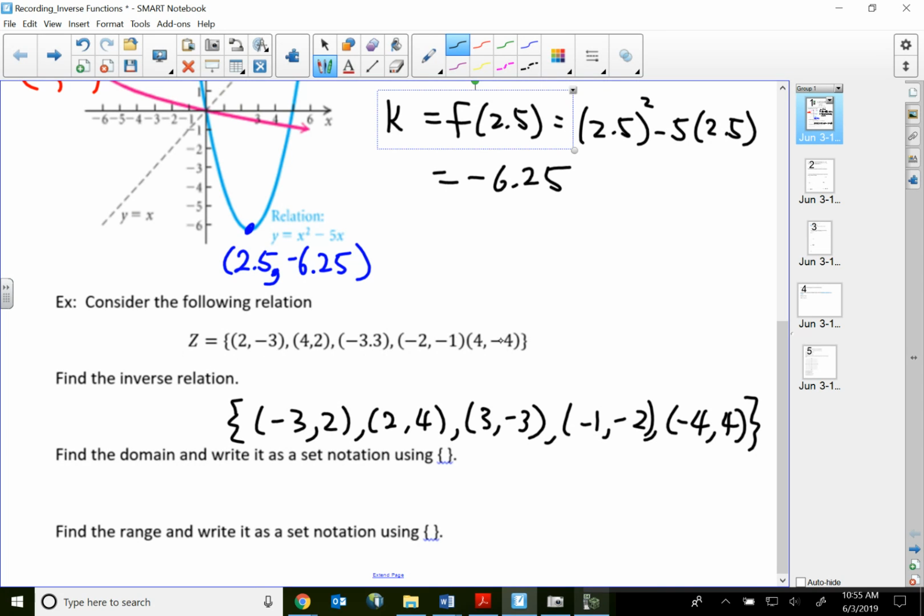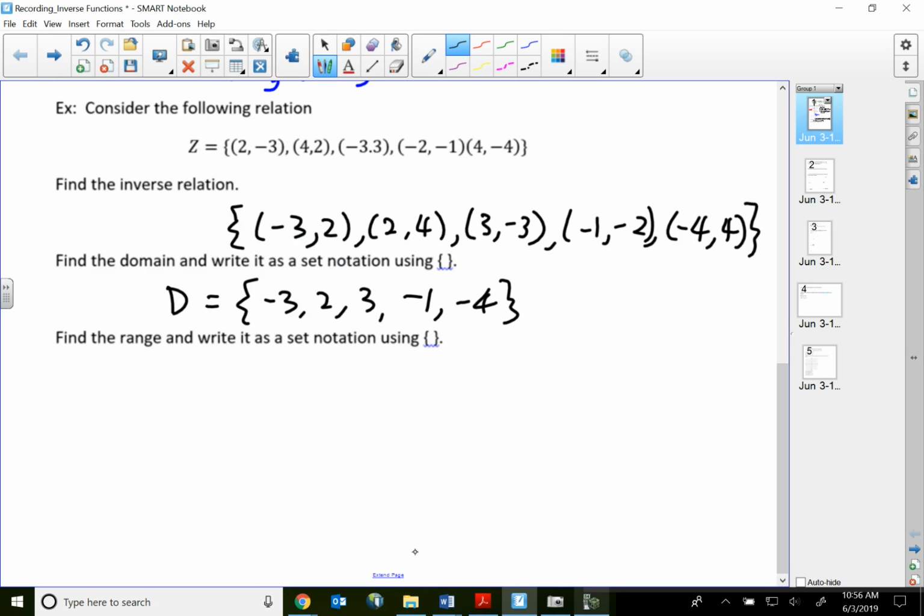These 5 points will be the inverse relation as compared to my original relation. Now find the domain of the inverse and write it in set notation. The domain will be the x values: negative 3, 2, 3, negative 1, and negative 4. The range of the inverse will just be the y values: 2, 4, negative 3, negative 2. I'm not going to write 4 twice. That's all it is.